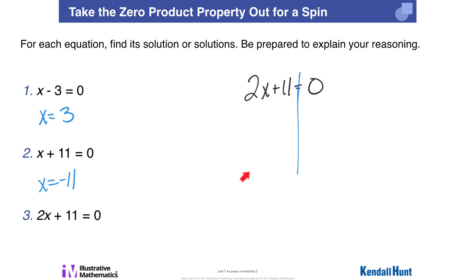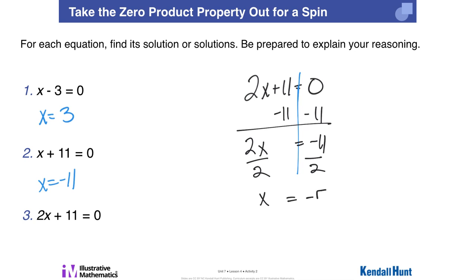So maybe we set up an equation just like we've always done, and I work to get x by itself. So I'm going to subtract 11 from both sides, and then divide both sides by 2. Whoops, made a mistake right there. There we go. And I end up with x to be negative 5.5. That's going to make that 0.